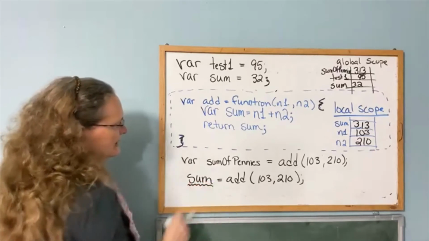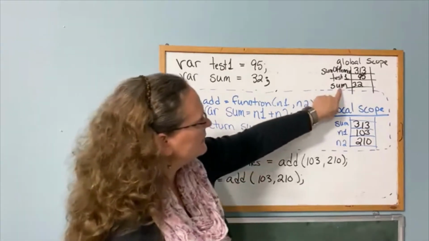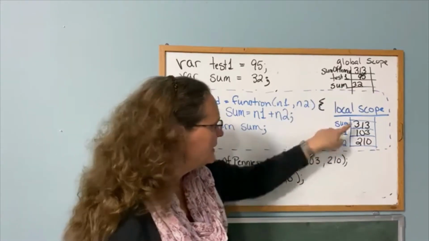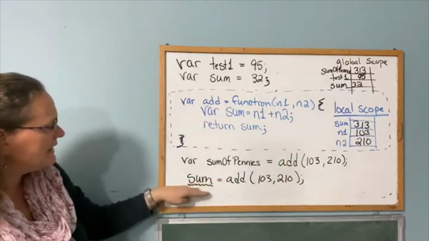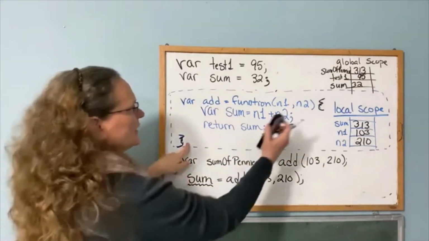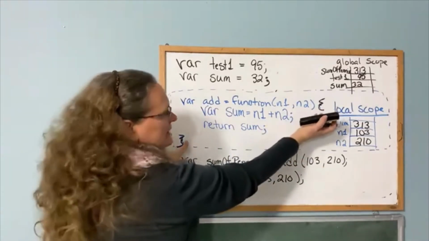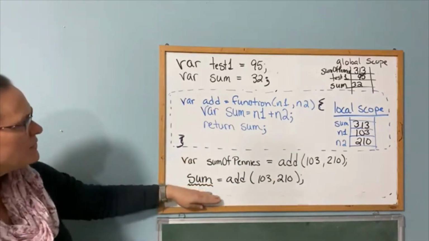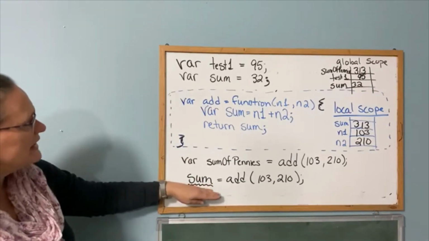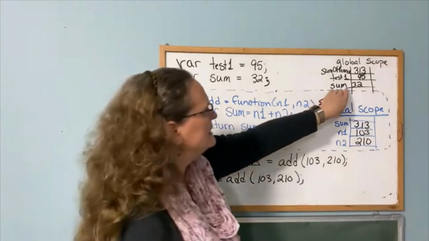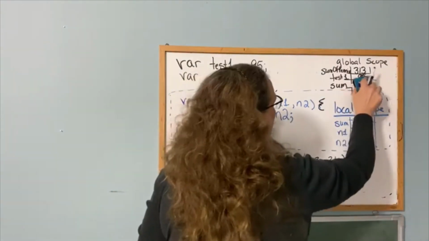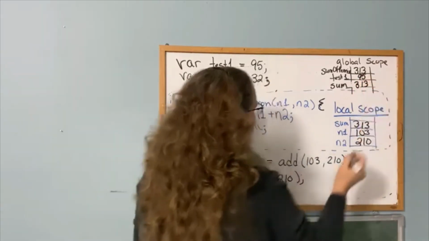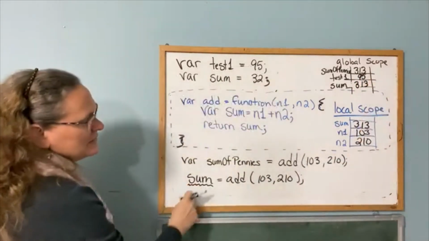Now, which sum is this? Is it the sum from the global scope? Or is it the sum from the local scope? Well, are we inside our function here? No, our function opens and closes with these curly braces, so we are outside of the function. That means that this is our global scope. So we set our global scope variable. Oh, this is this variable. And so this sum becomes 313 after this line of code executes.